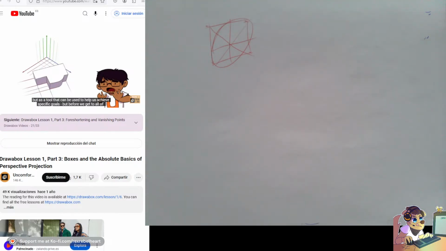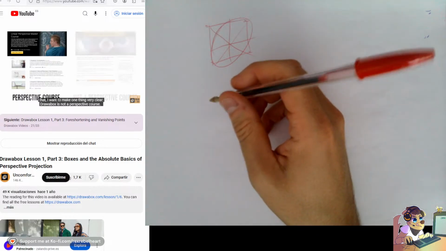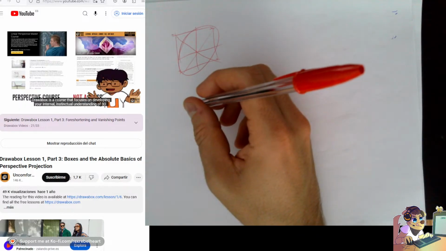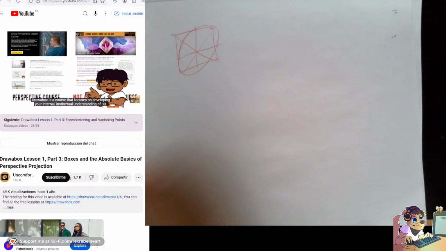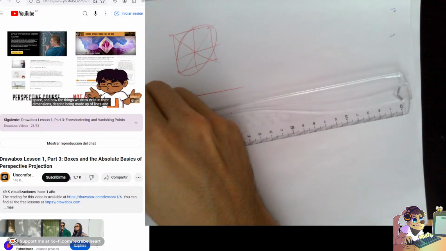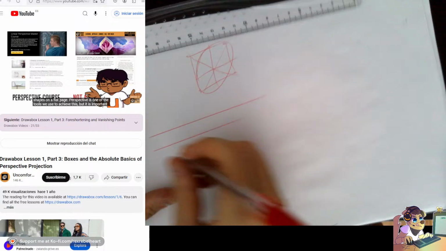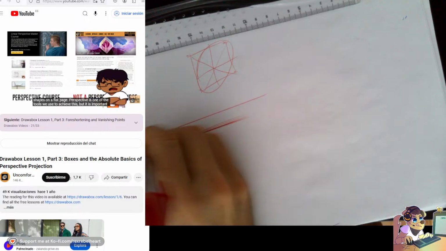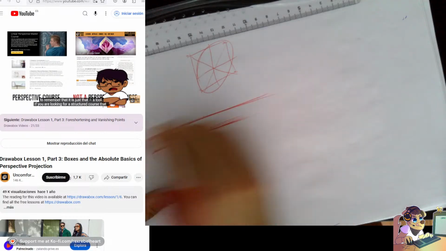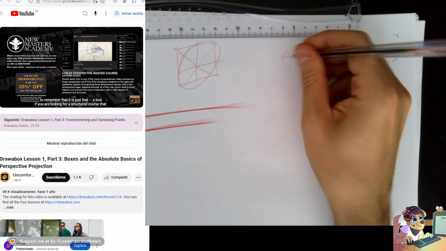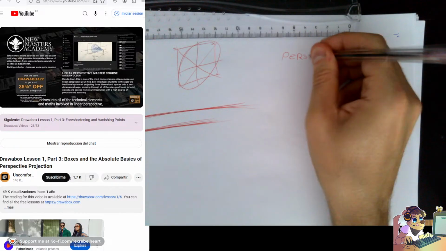But before we get to all of that, Drawabox is not a perspective course. Drawabox is a course that focuses on developing your internal, instinctual understanding of 3D space and how the things we draw exist in 3 dimensions, despite being made up of lines and shapes on a flat page. Perspective is one of the tools we use to achieve that, but it is important to remember that it is just that, a tool.